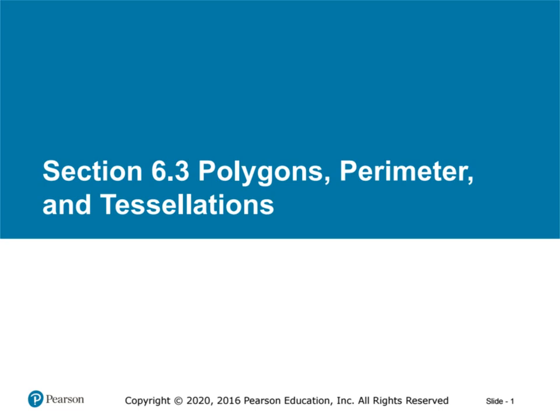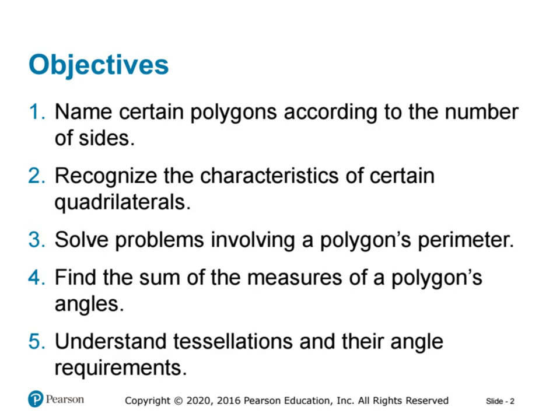Welcome back. This is 6.3, Polygons, Perimeter, and Tessellations. So objectives are name certain polygons according to the number of sides, recognize the characteristics of certain quadrilaterals, solve problems involving a polygon's perimeter, find the sum of the measure of a polygon's angles, and understand tessellations and their angle requirements.